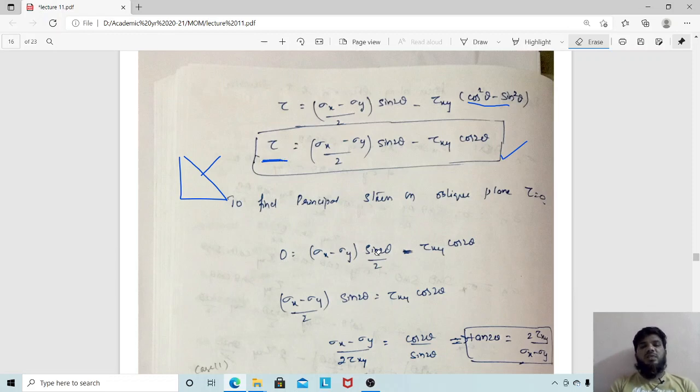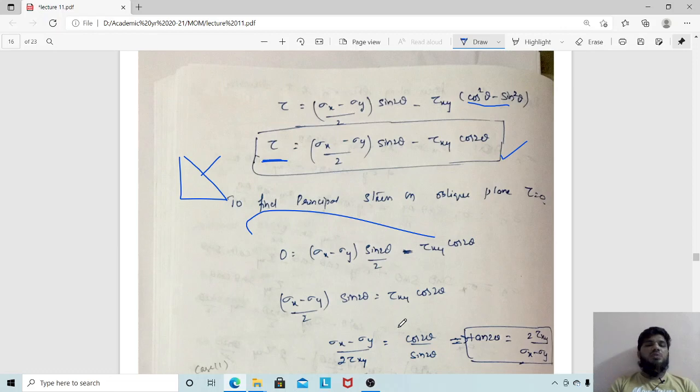Sigma x minus sigma y sin 2 theta by 2 minus tau xy cos 2 theta. So I am taking the minus value to the other side, so this will become plus. So both are plus now. So sigma x minus sigma y by 2 sin 2 theta is equal to tau xy cos 2 theta.